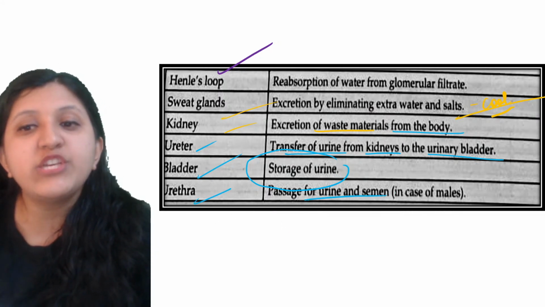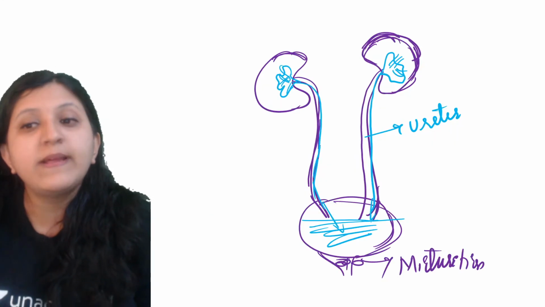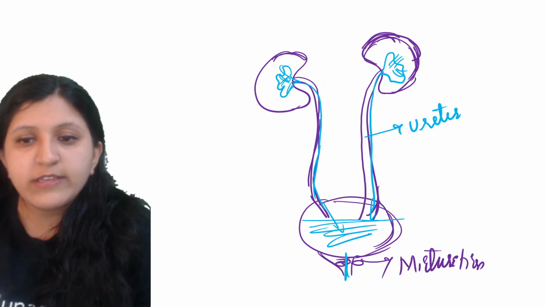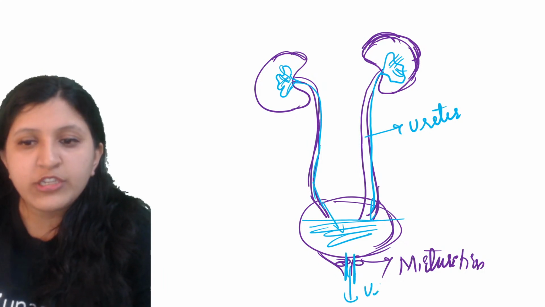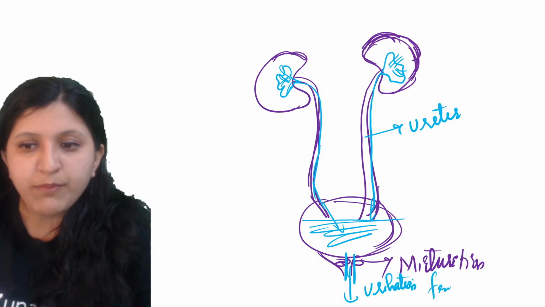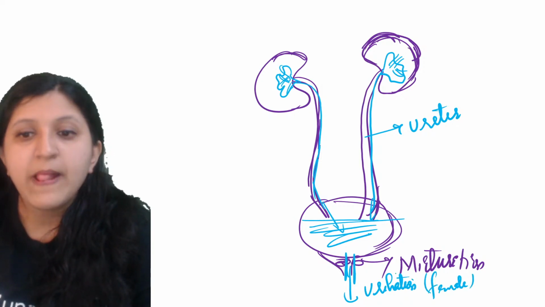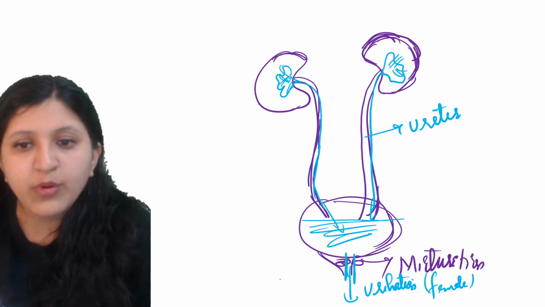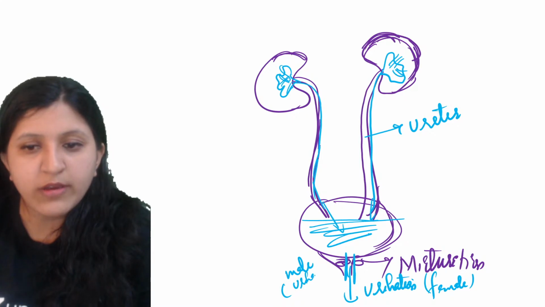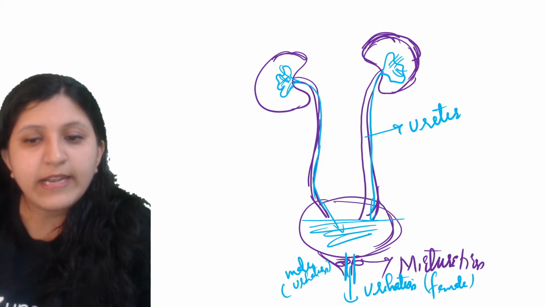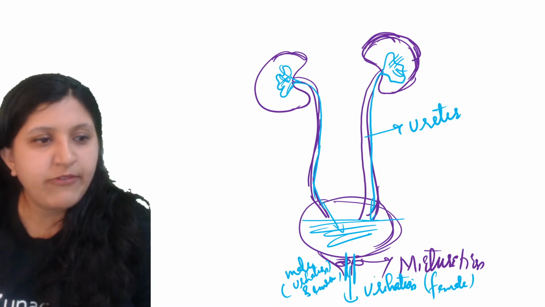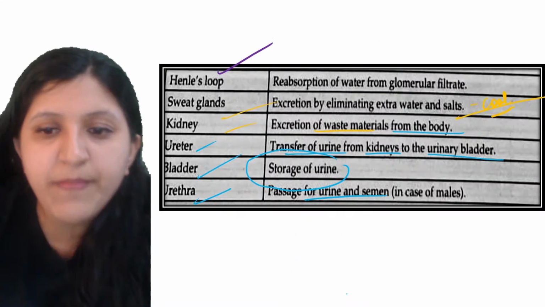Urethra, the passage for urine as well as semen in case of male. So the urethra is common here. Through this urethra, urination can occur. In case of a female, only urination will occur. But in case of a male, urination is also occurring through the same tube, that is the urethra, and semen passage is also through the same one. So that is in case of a male.